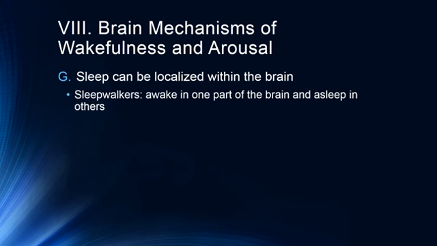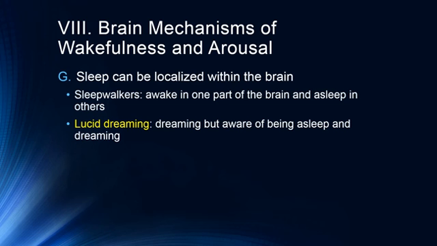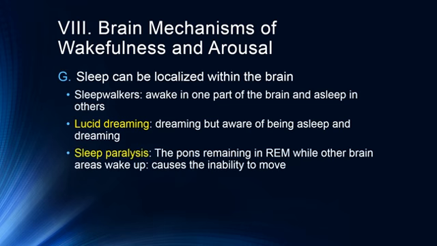Sleep can be localized within the brain. Sleepwalkers are oftentimes awake in one part of the brain and asleep in others. One phenomenon that occurs with drugs like Ambien is people will get up and do things and have no memory of it because they are kind of partially asleep, or they just simply have blocked memory for that event, so they're really mostly awake. We can also have what's called lucid dreaming, where we're dreaming but we're aware of being asleep and dreaming, and actually you can sometimes control your dreams in those cases.